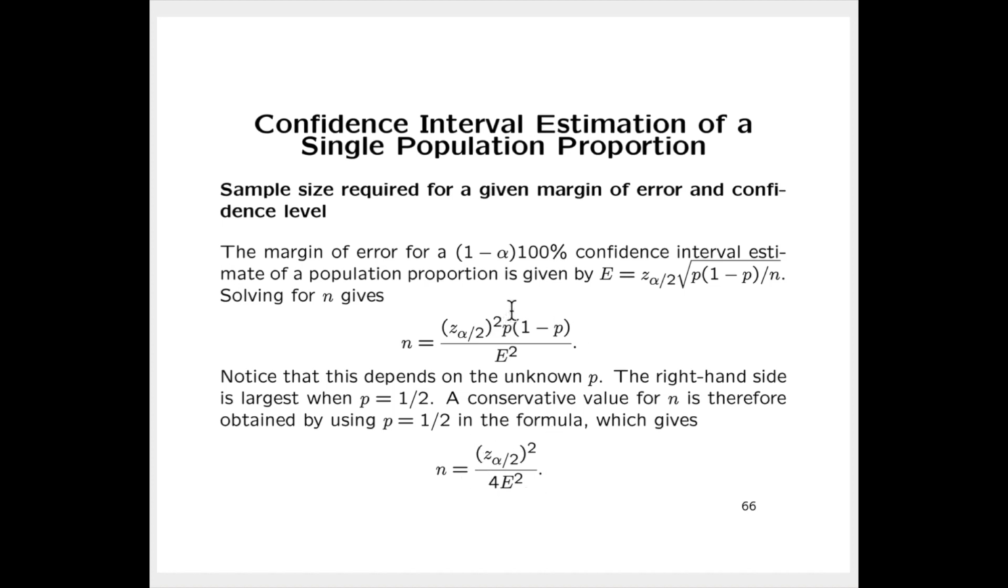If we take P to be 1/2 here, and P to be 1/2 there, then we get this stuff times 1/4, and so we have 4 downstairs. So that is where we get this formula. This is the formula we use to obtain the sample size that will ensure a margin of error of no more than E, capital E, when we're trying to estimate a population proportion at a given level of confidence.